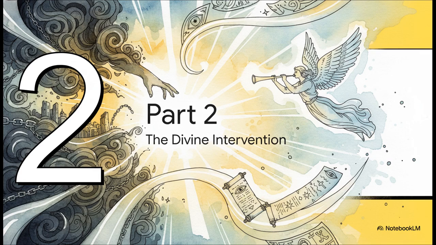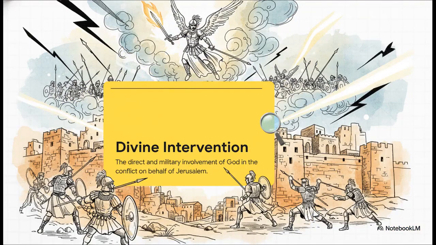Just when everything looks its absolute darkest, the entire dynamic of the conflict shifts in this incredibly powerful and unexpected way. This is the turning point, the pivot for the entire story. So what do we actually mean by divine intervention here? Well, it's not subtle. The text in Zechariah 14 is pretty clear. It says, "Then the Lord will go forth and fight against those nations." This is described as direct, actual military involvement, where the supernatural literally steps into the physical conflict to defend the city.